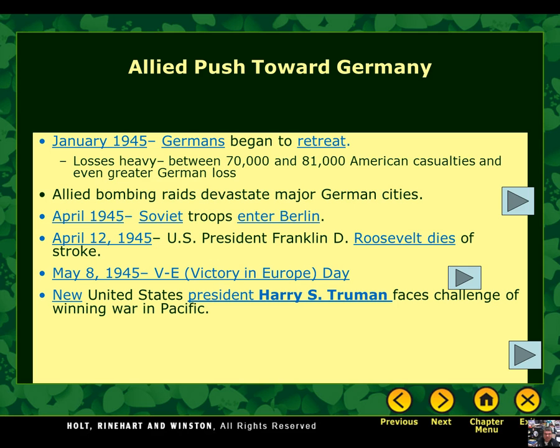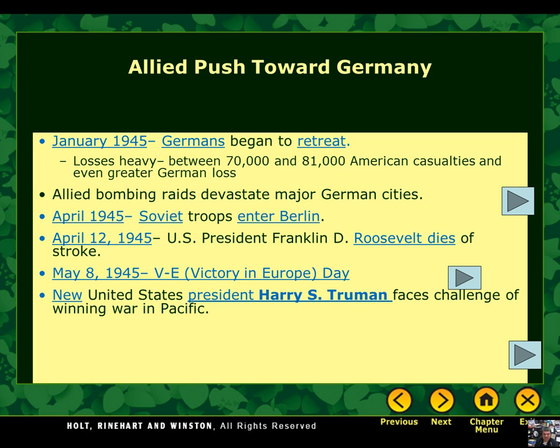By January of 1945, so within 6 months after D-Day, the Germans begin to retreat. Because Hitler had put all of his hopes into that final attack, he had very little manpower and equipment to sustain fighting the Allies. So the losses become heavy, between 70,000 and 80,000 American casualties, and even larger numbers for the Germans. The Allies were using our bombing planes and doing that successfully to devastate major German cities.